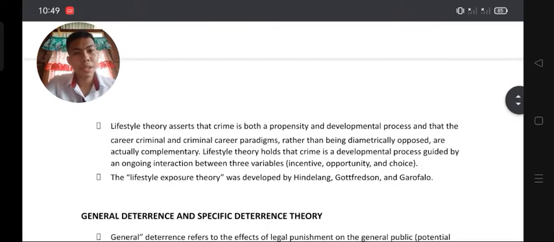Lifestyle theory. Lifestyle theory asserts that crime is both a propensity and developmental process and that the career criminal and criminal career paradigms, rather than being diametrically opposed, are actually complementary. Lifestyle theory holds that crime is a developmental process guided by an ongoing interaction between three variables: incentive, opportunity, and choice. The lifestyle exposure theory was developed by Hindelang, Gottfredson, and Garofalo.